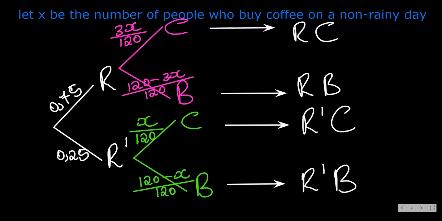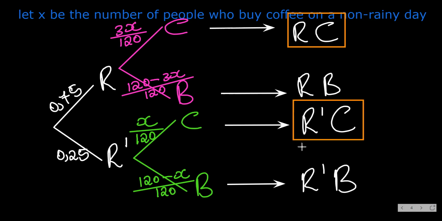Now, what did they give us? They gave us the probability that a person buys coffee on a random day, which means it doesn't matter whether it's raining or it's not raining. Point is, the person bought coffee. The question is asking you to move backwards. Remember in our lessons on the tree diagram, we said probability of a person buying coffee will be this one times that plus this one times that. Still the same thing.